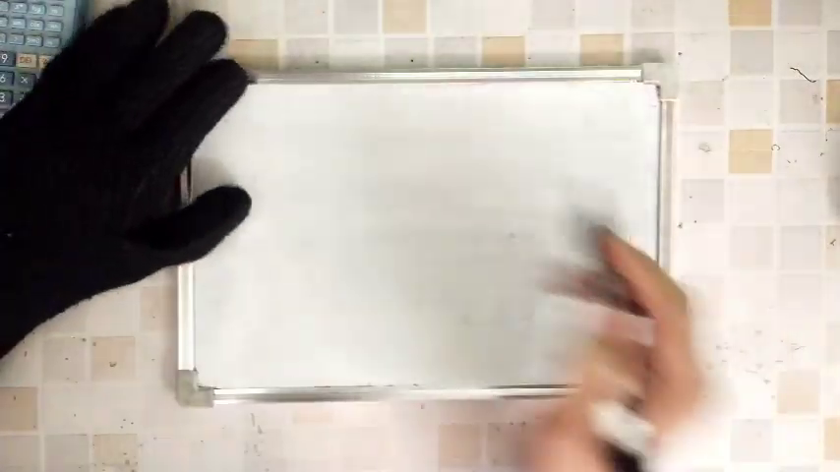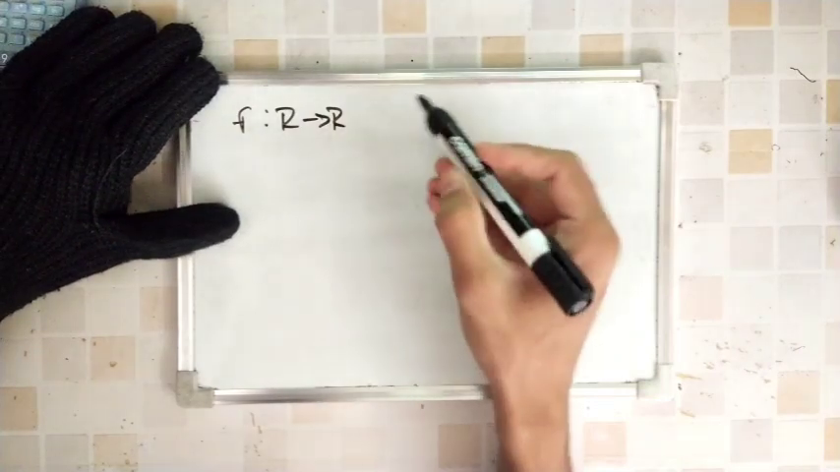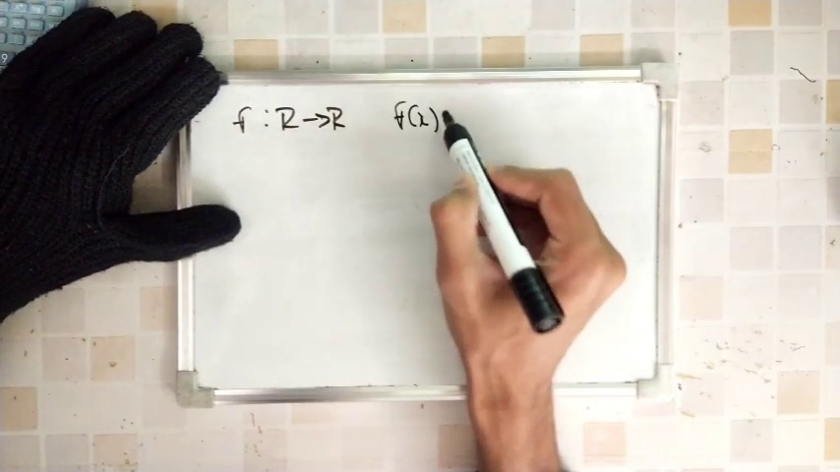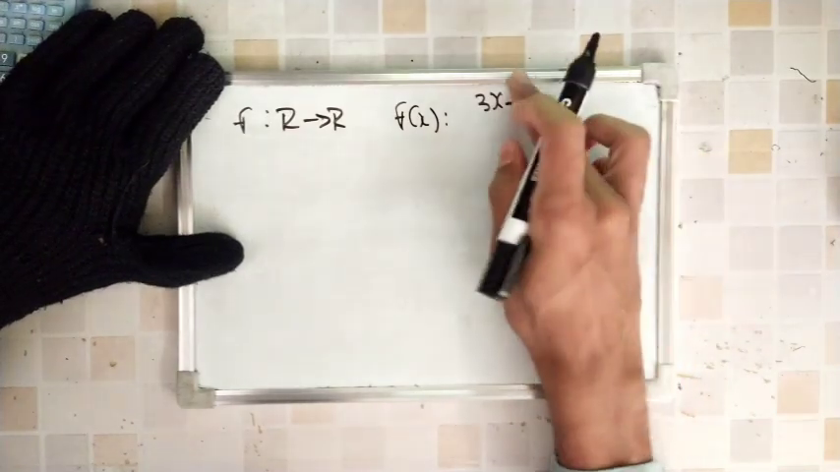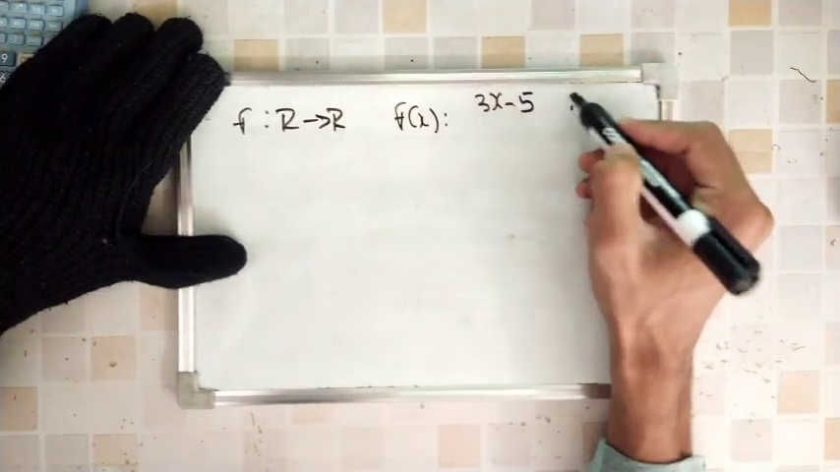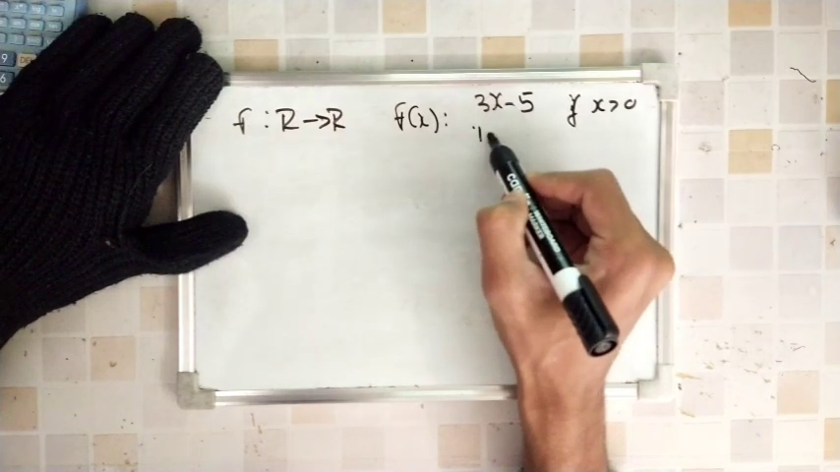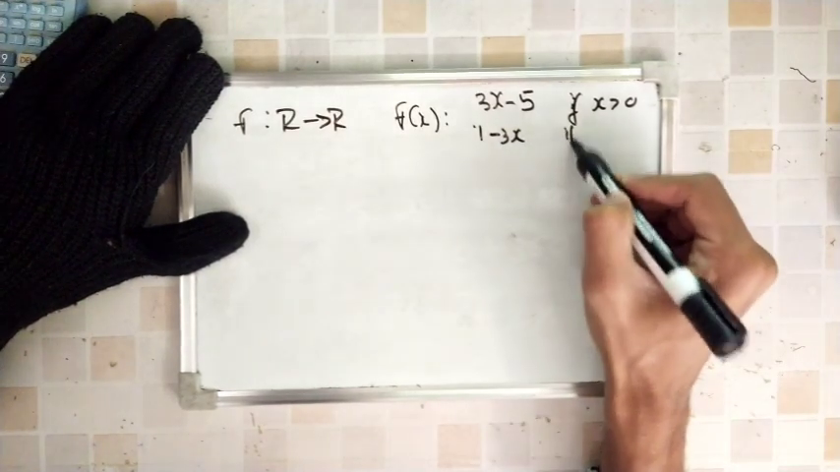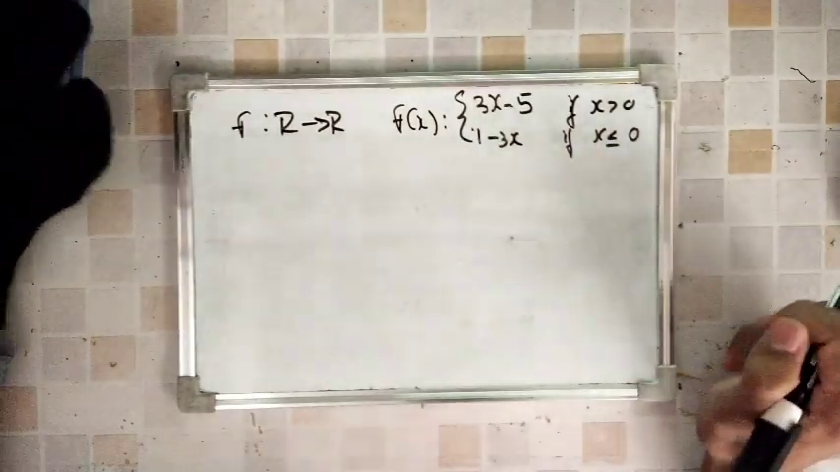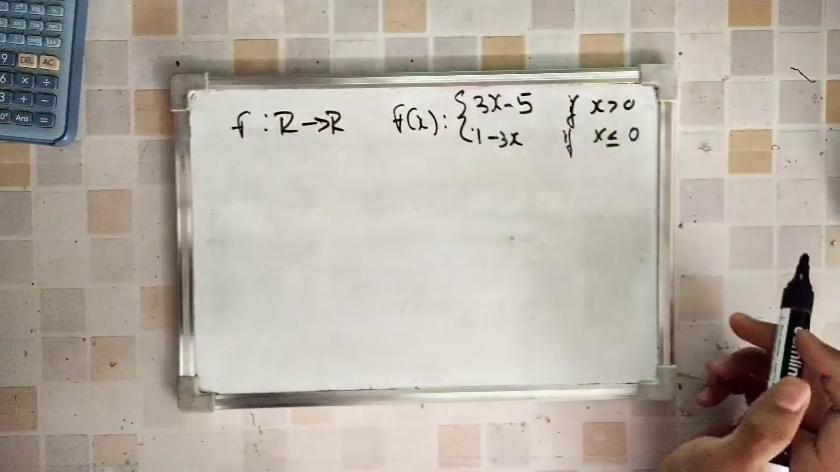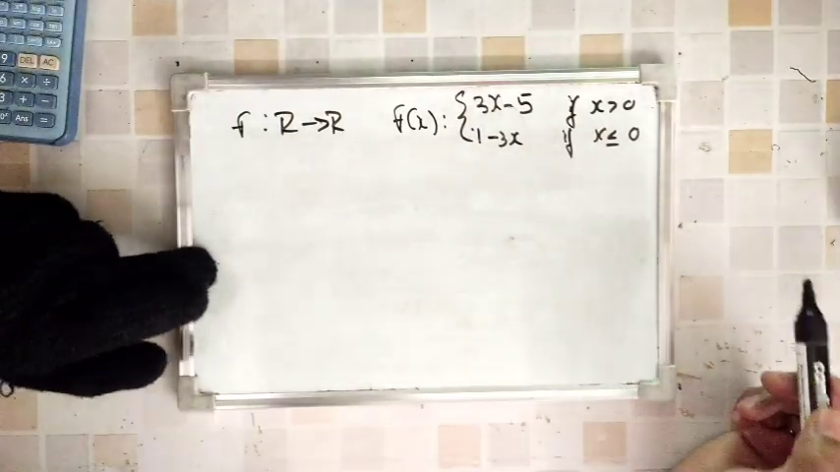In the question they say let f be a function R to R defined by f of x is equal to 3x minus 5 if x is greater than 0, else 1 minus 3x if x is less than or equal to 0. Now they have asked us to find f inverse of 0, f inverse of 1, f inverse of minus 1, minus 3, 6, minus 6 comma 5 and minus 5 comma 5.